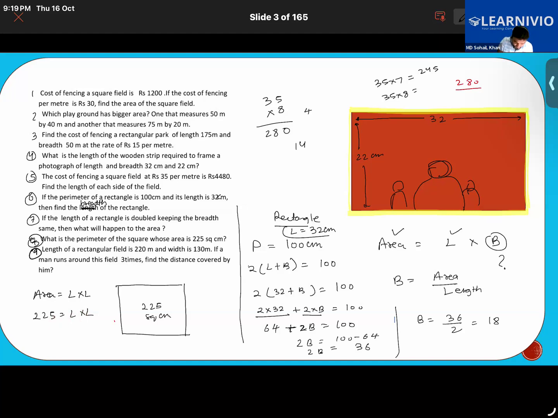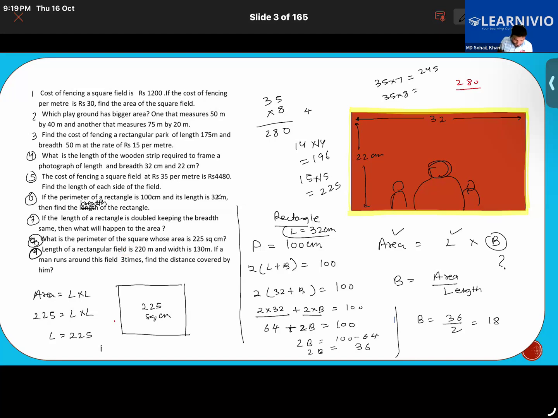If I were to multiply 14 and 14, I'll be getting 196. And suppose I then were to multiply 15 with 15, that gets me 225. So thereby the side length is 15 here. But the question is asking me about perimeter.